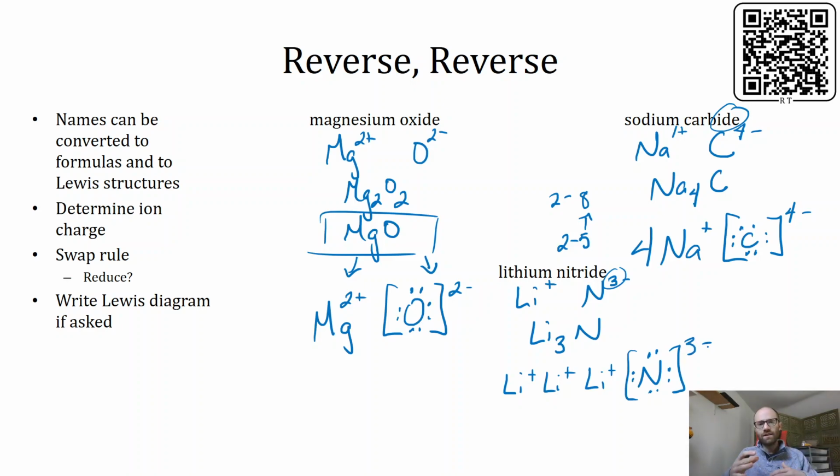So this whole idea, we should start developing a fluency of: if you have a chemical formula, you can come up with a name. If you have a name, you can come up with a chemical formula. If you have a Lewis structure, you can go to a formula or a name. These three different ways to refer to compounds, name, formula, and Lewis structure, we should start to develop some fluency with moving forward.